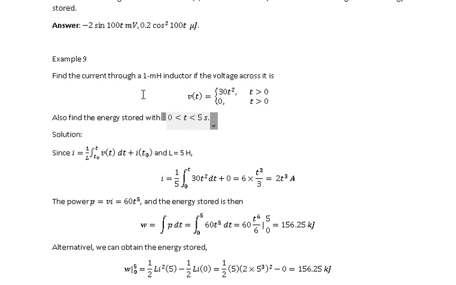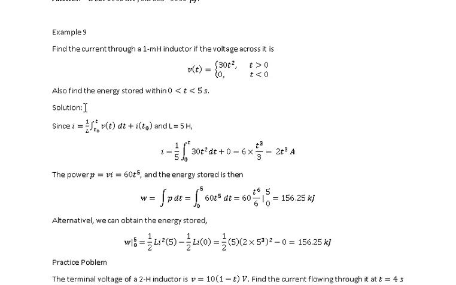Find the current through a 1 millihenry inductor if the voltage across it is equal to this one. The meaning of this equation is that if t is greater than 0, okay, so this is supposedly mali, no? It should be less than, no? This would be if t is less than 0. If t is greater than 0, the value of the voltage is this one, and if t is less than 0, the voltage is 0. So also find the energy stored within 0 to 5 seconds.